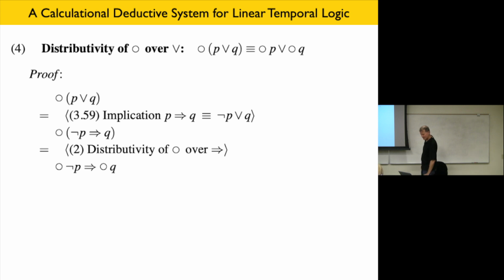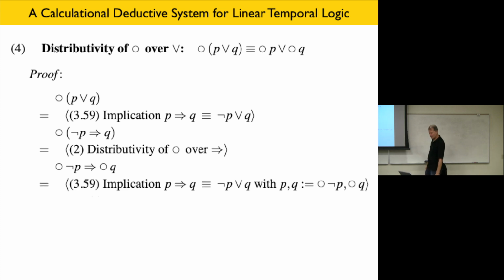Yes, next not P implies next Q. Excellent. Okay, Shane, 3.59. Remember our old friend 3.59? We have an implication here, so we turn it back into, yes, that just gets us next P or next. Not, well, I think there's one more step. I think you did too many steps in your head there.